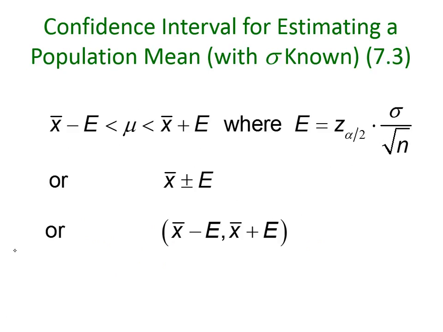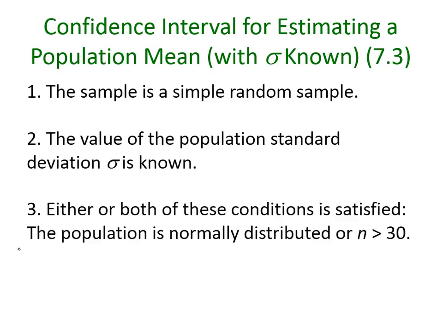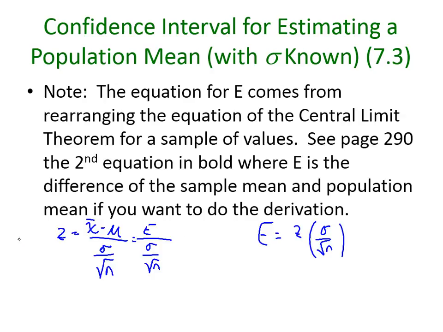So it's not like we're recreating something completely new. We're just rearranging what we had, which is why we had to meet the same criteria that we had to meet for the central limit theorem. Questions here?